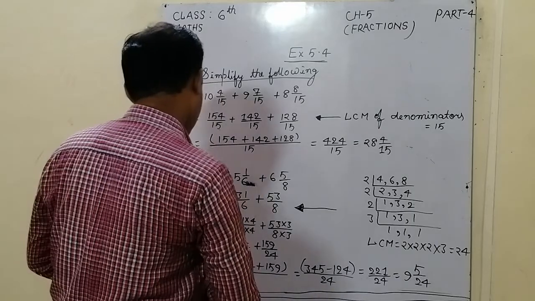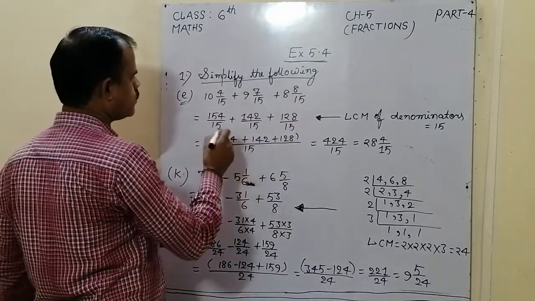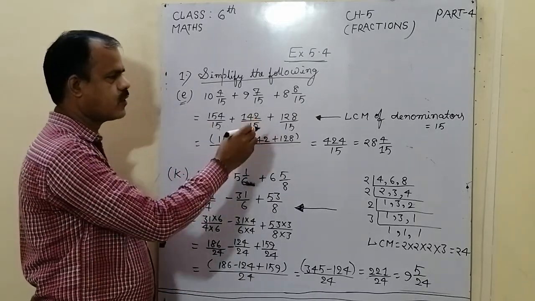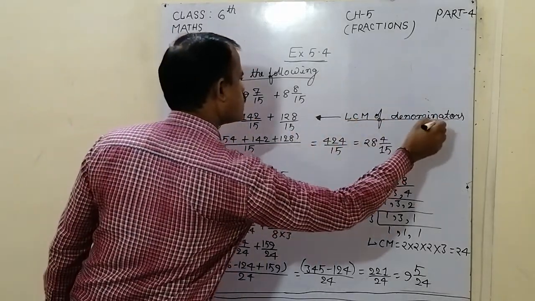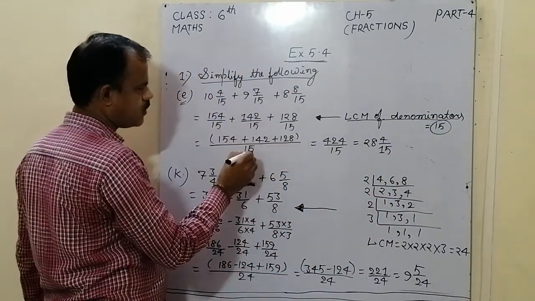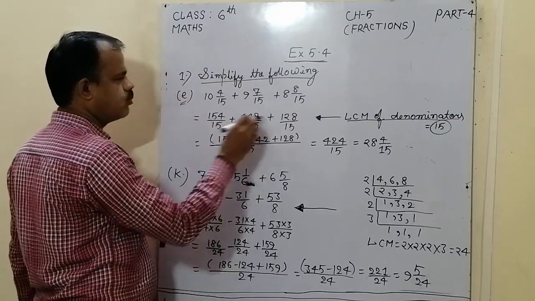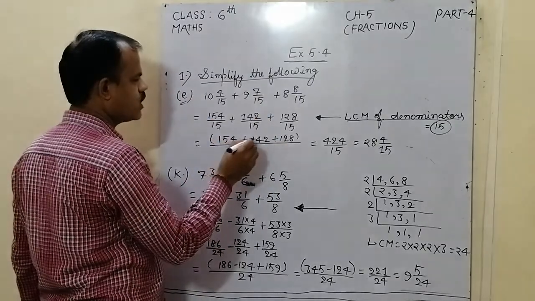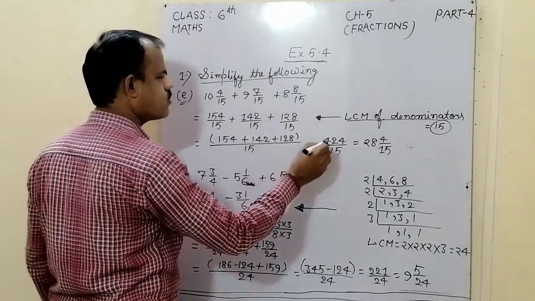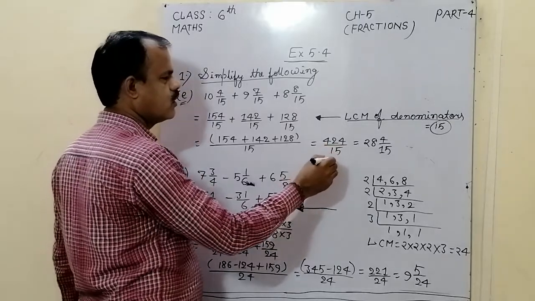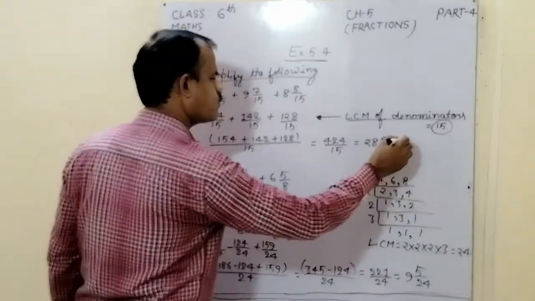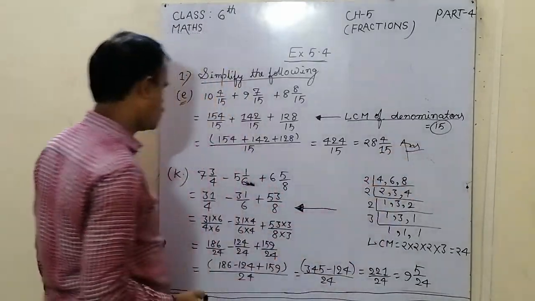Now we see all the denominators are the same, so these are already like fractions. So the LCM of the denominators is 15. We write here LCM 15, and in the numerator place 154 plus 142 plus 128. After adding, it becomes 424 by 15. Change it into a mixed fraction, it becomes 28 whole 4 by 15, and this is the final answer.